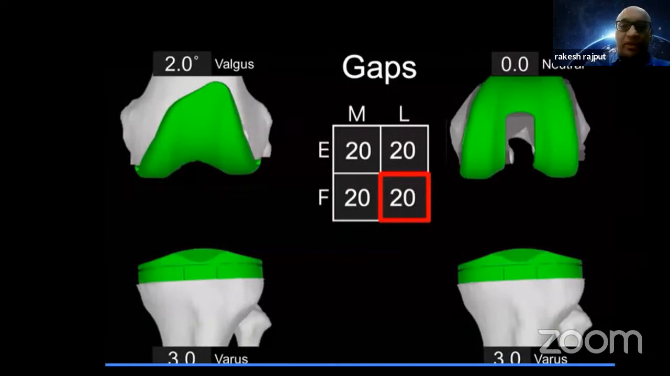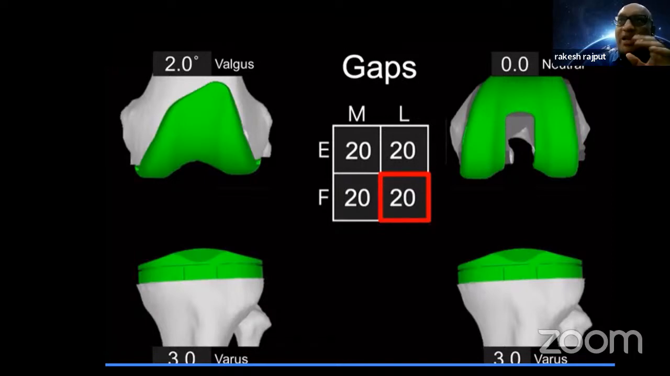Now, if you do robotic surgeries, and a lot of people are now beginning to do that, this is what normally you're aiming for: that you have an equal balanced gap in flexion, you have an equal balanced gap in extension, and you have it on the medial side, and you have it on the lateral side. The question is, what are you trying to replicate for a normal knee?